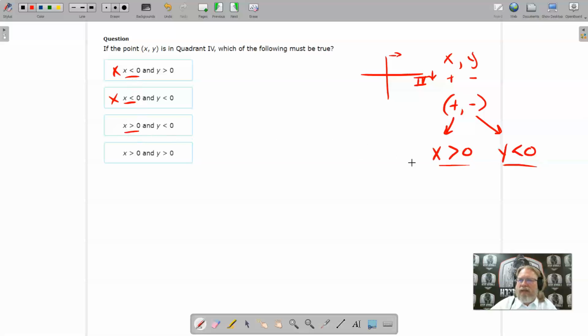And y is less than 0. Y is less than 0. Looks like this is the correct answer. And for the last one, this part would have been incorrect right there, correct? So that one doesn't work. The third selection is our correct answer.